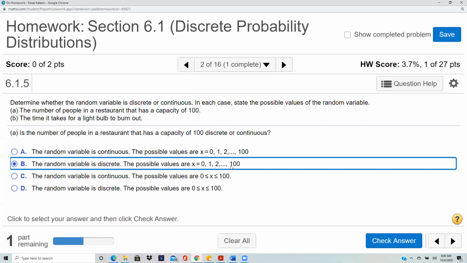So note that it could not be C or D. C is wrong because it's continuous, but D is saying that it's discrete, but yet it's saying the possible values are greater than or equal to 0, less than or equal to 100. So when you write it this way, you know that you also include all the decimal values that are between 0 and 100, whereas when you are counting something, you're not counting the decimal values, you are only counting the integer values. So that's why it's B and not D.